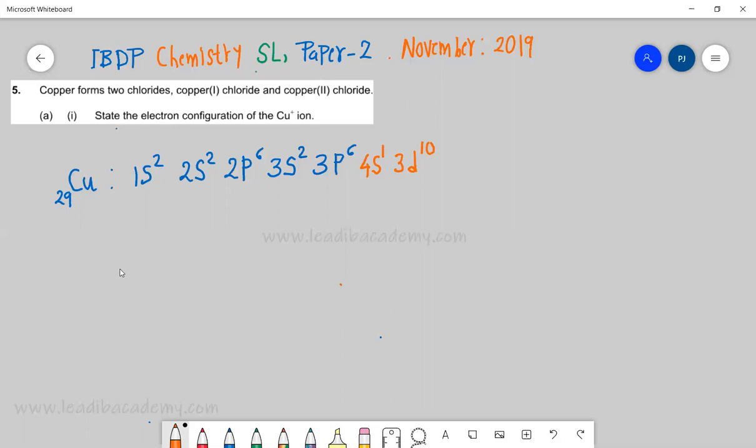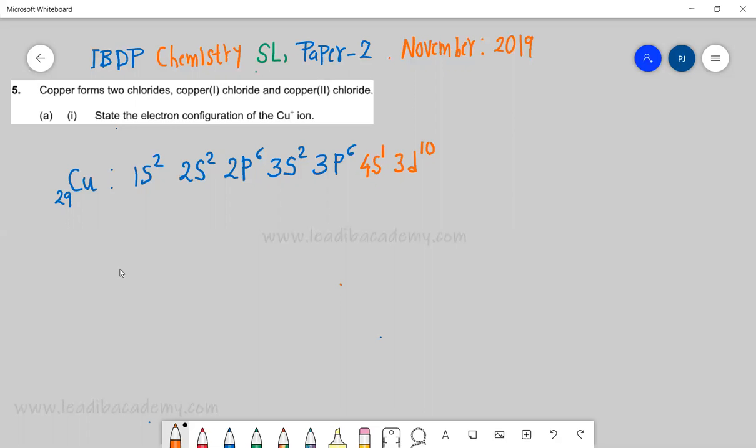So let's begin our story with question number 5. Copper forms two chlorides, copper 1 chloride and copper 2 chloride. A1, state the electron configuration of Cu plus. Okay, Cu plus. So how should we approach?